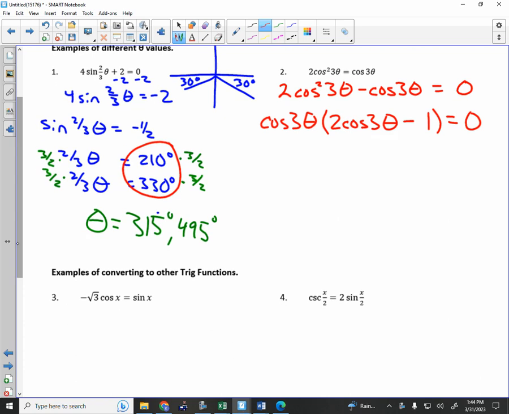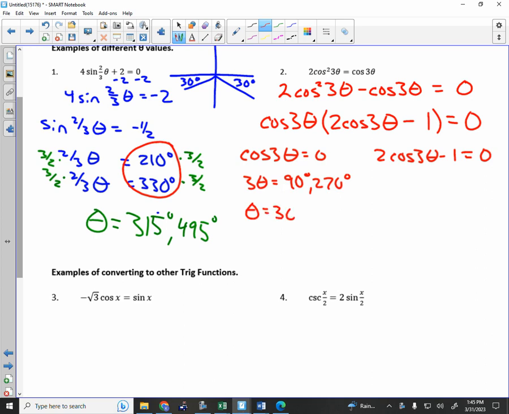I now have two equations I solve equal to 0. Cosine of 3 theta is equal to 0, and 2 cosine of 3 theta minus 1 is equal to 0. So, when is cosine equal to 0? That means when is the x value equal to 0 in the unit circle? When is the x value equal to 0? 90 and 270. So 3 theta is equal to 90 degrees and 270 degrees. I divide by 3 and I get theta is equal to 30 degrees and 90 degrees.